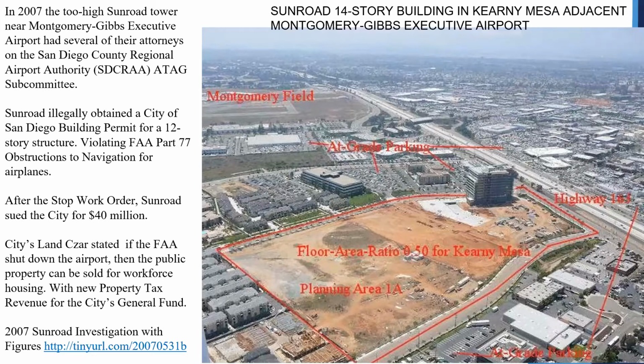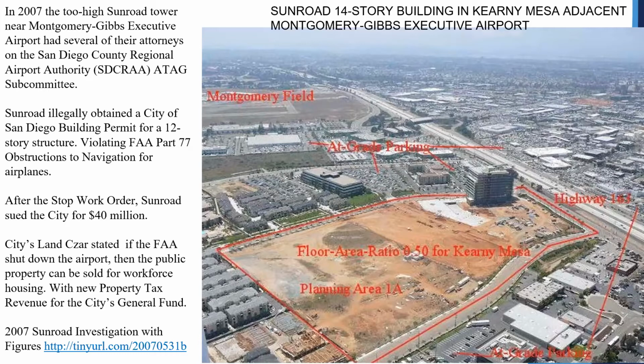Today I'm going to talk about FAA obstructions to navigation. In 2007, the Too High Sun Road Tower near Montgomery Field had several of their attorneys on the San Diego County Regional Airport Authority's ATAC subcommittee. Sun Road had legally obtained a City of San Diego building permit for a 12-story structure violating FAA Part 77 obstruction to navigation for airplanes. After the stop work order, Sun Road sued the city for $40 million.